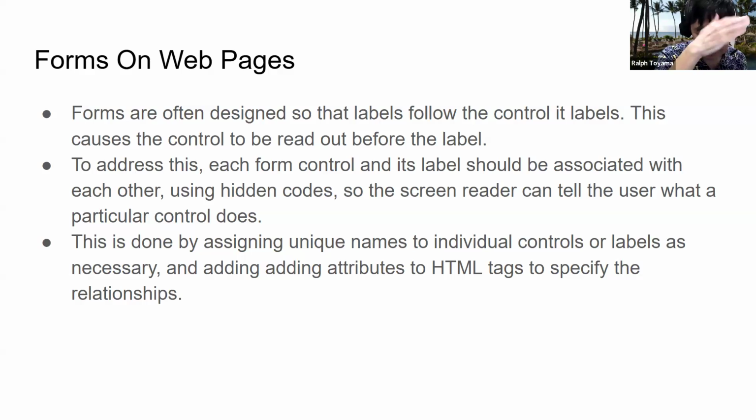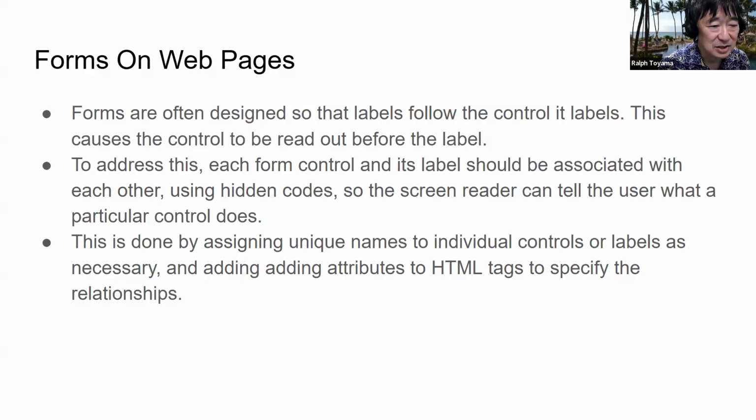And if you're going top to bottom, left to right, that means the label is being read out after the presence of that checkbox is. So to deal with that, you're supposed to associate each form control with its label so that the screen reader can tell the user what each particular control does.